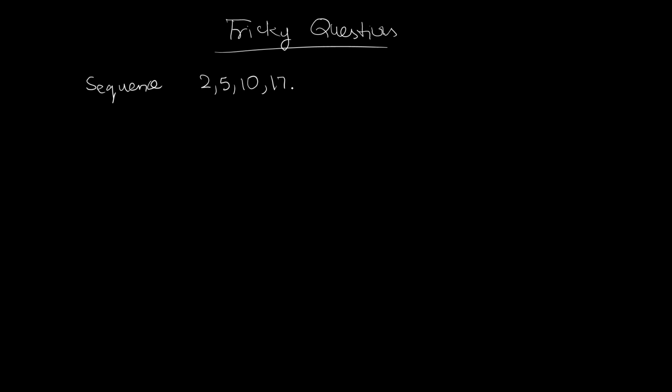Now let's do some tricky questions because LCAT often tries to trick students. The sequence is 2, 5, 10, 17, 26. Find the next term. So the first step is to find the differences.